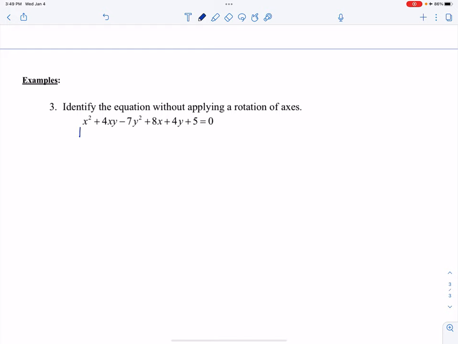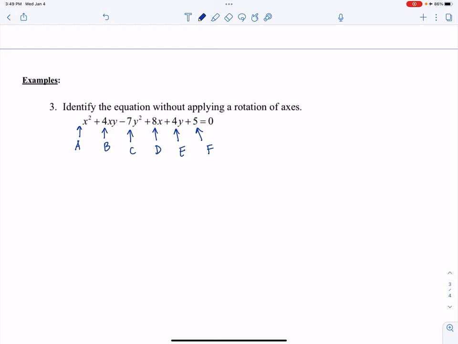So I'm going to label everything. We have A, we have a B, C, D, E, and this time we even have an F. So these are based off of the coefficient in front of our values. So A is in front of the x squared, B is in front of the x times y, C is in front of the y squared, D is in front of the x, E is in front of the y, and F is the constant.